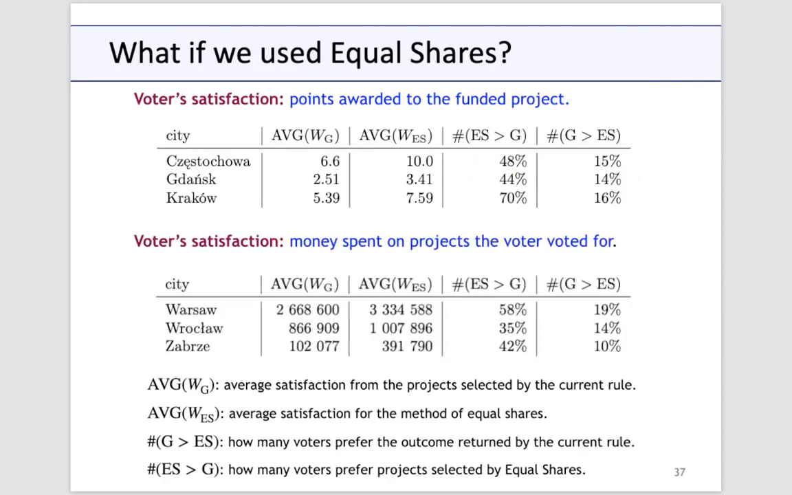In the cities where approval voting is used, it also makes sense to define the satisfaction of a voter as the amount of money spent on those projects that were selected. Here also we can see that the average satisfaction of the voters is higher if we use the method of equal shares in comparison to the case if we use the greedy method. And also this satisfaction is more evenly distributed among the voters.